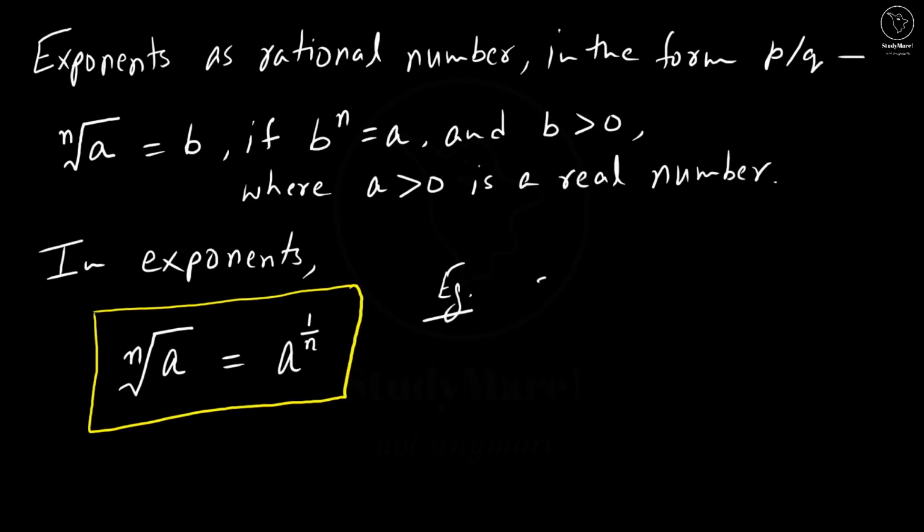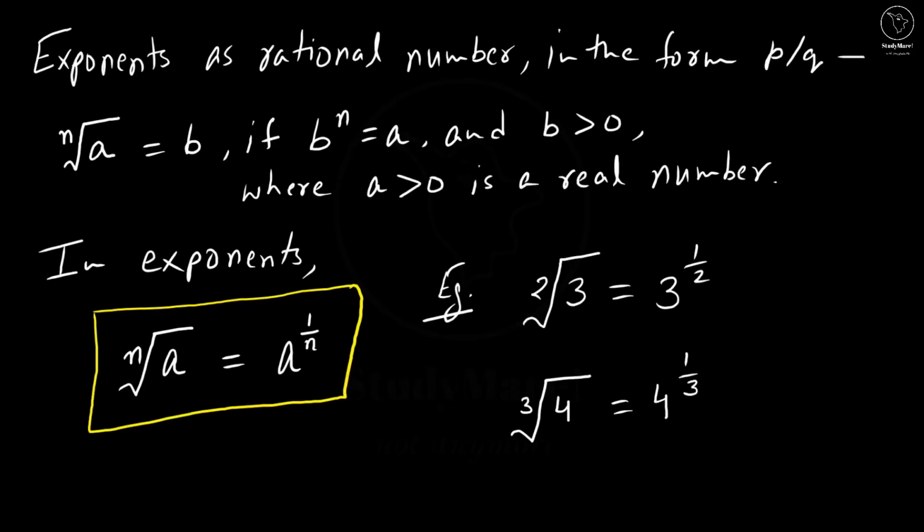As an example, second root of 3 can also be written as 3 to the power 1 by 2. Another example could be third root of 4, which can also be written as 4 to the power 1 by 3.